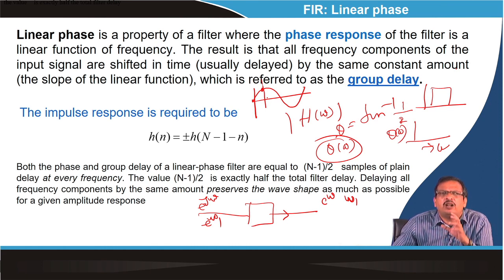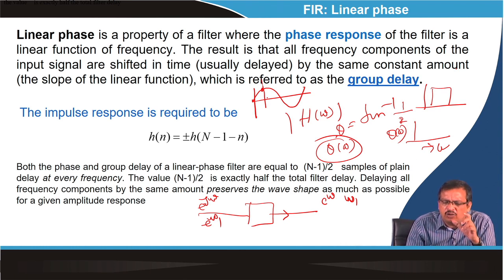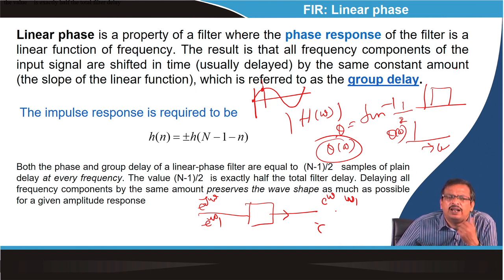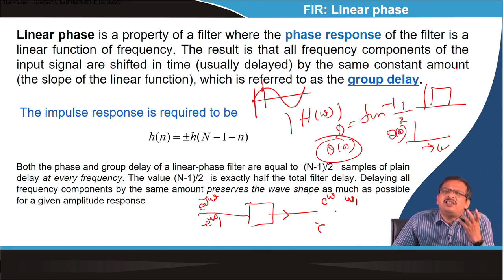So what is required? The group delay, the first order derivative, is linear: y equals mx plus c, where m is the slope, the first order derivative of the phase response, which is nothing but the group delay. If it is not linear phase, then different frequency components will be shifted in time differently.